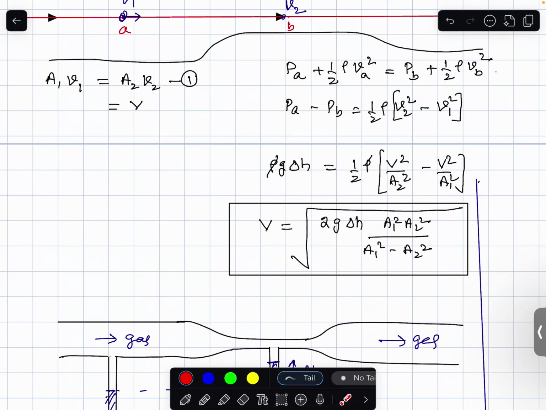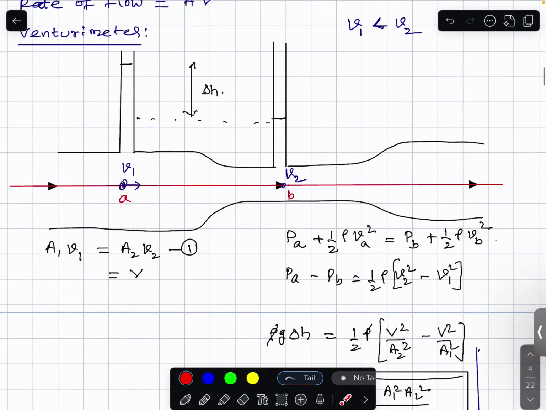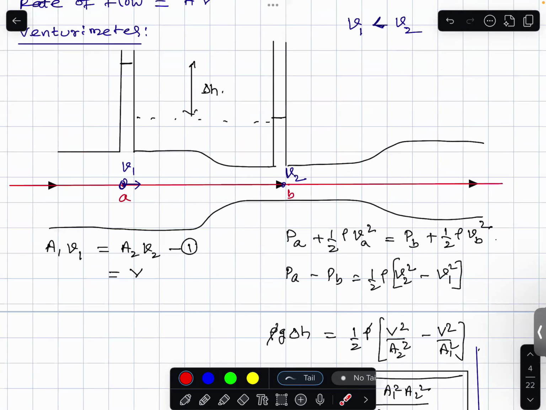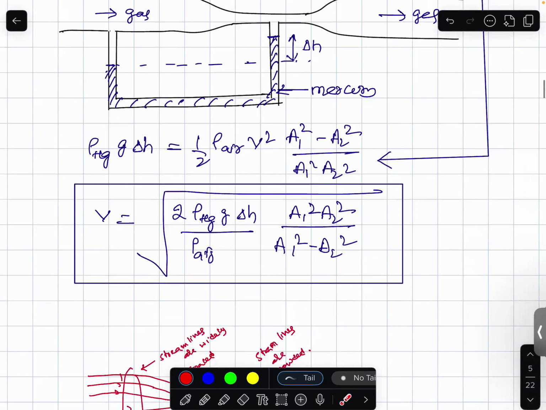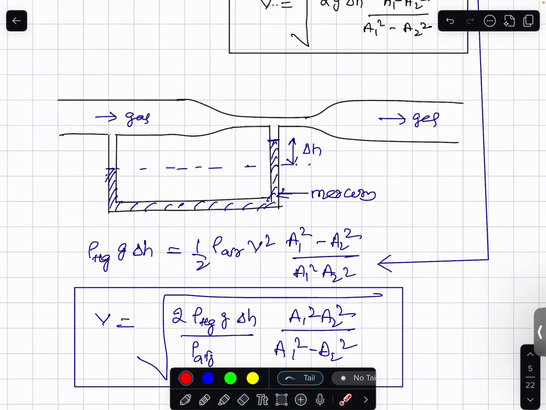A lot of students will have a feeling, is this Venturi meter applicable only for liquids? Wrong. You can use this for gases also. But when you are using gas, you will use mercury for comparison. Okay. Now you see how it is affected in mercury.